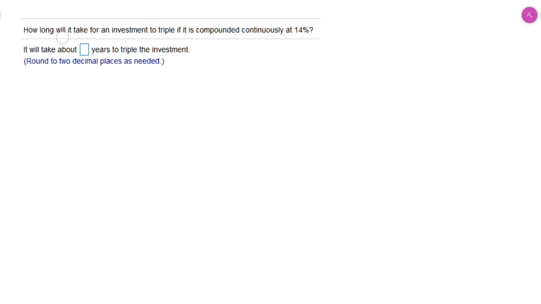This question says, how long will it take an investment to triple if it is compounded continuously at 14%? So first I want to pay attention to this part where it says compounded continuously. That's going to tell us to use the formula A equals P e to the RT. That's our compound interest formula when it's compounded continuously.